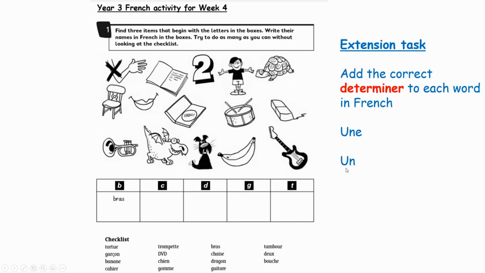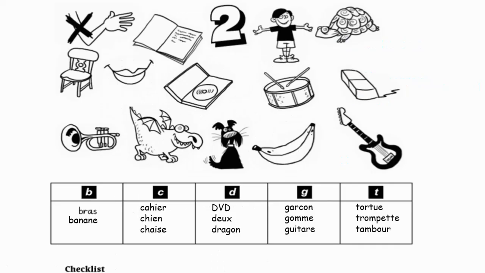Une, un. Great job. So if you can, I want you to go and write une or un in front of all these words, and that will be your extension task, and you can add them, if you can, into your boxes. Well done when you've completed it. I'd like you to have a look at the answers and check that you got them correct. Let's have a quick look through.